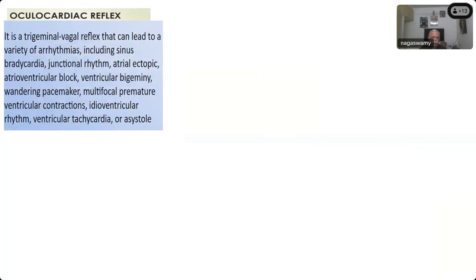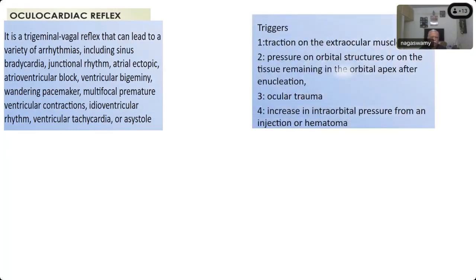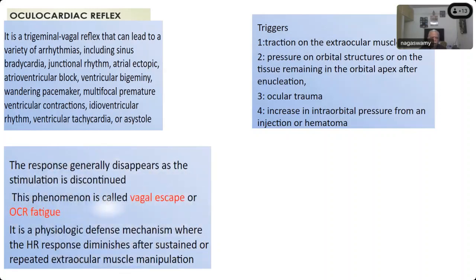So it's a trigeminovagal reflex. The oculocardiac reflex is a trigeminovagal reflex, which can lead to arrhythmias, including sinus bradycardia, junctional rhythm, atrial ectopic or AV block, bigeminy, or wandering pacemaker. So many things can happen including ventricular rhythm, but the commonest is sinus bradycardia. And the triggers for this are the traction on the extraocular muscle or the pressure on the orbital structures or ocular trauma, and increase in intraocular pressure from injection or hematoma.